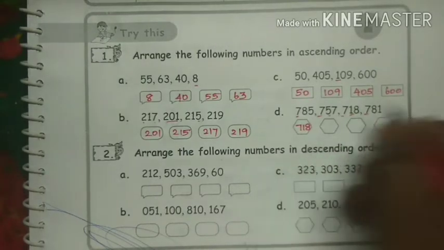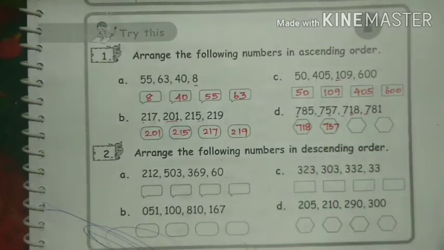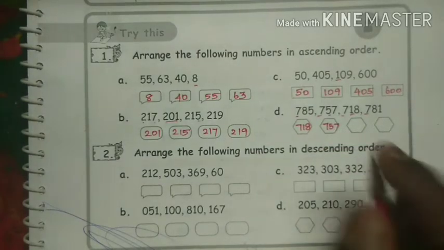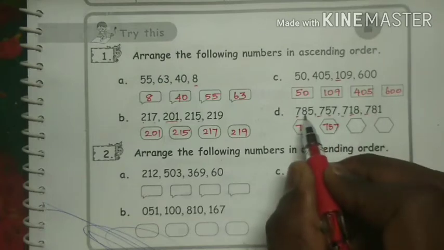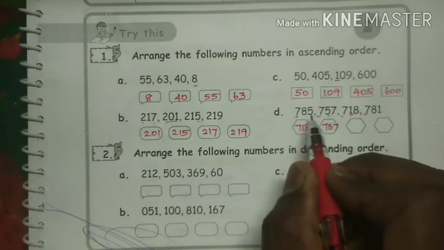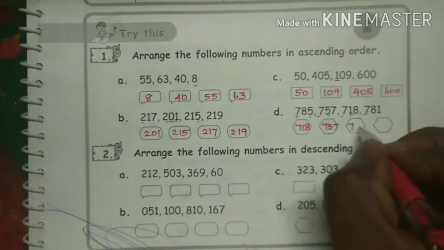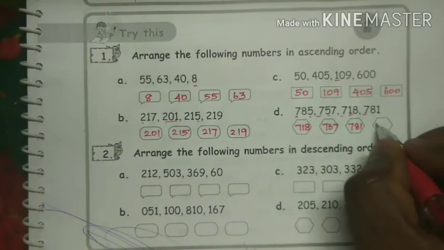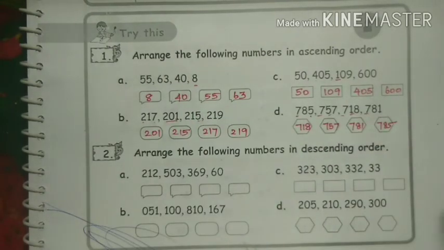Now next one, 8, 5, 8. Which is the smallest number? Yes, 5. So 757 is the second smallest number. Now we have two 8s in the tens place, both are 8 only. Now you have to look at the ones place. Now 5, 1. Which is the smallest number? Obviously 781, and the last one is 785. This is how we have to arrange in ascending order.